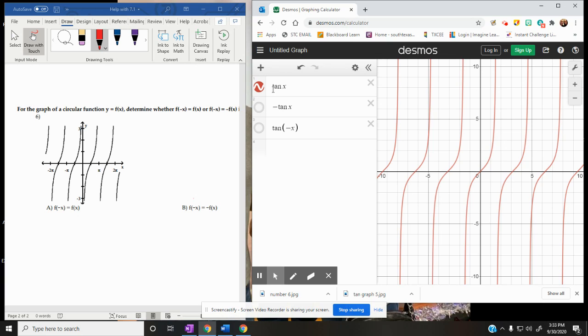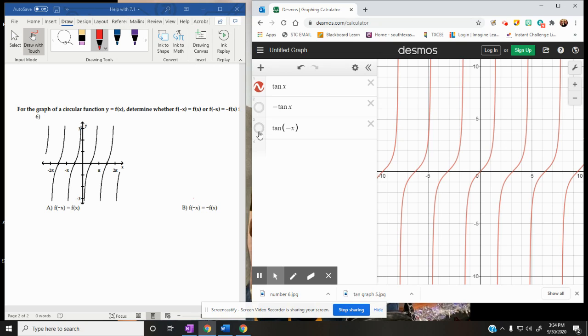So does this graph, this one's just shifted a little bit, does the positive one equal the negative x one? If they overlap, then we are okay. If they don't overlap, then we are not okay.